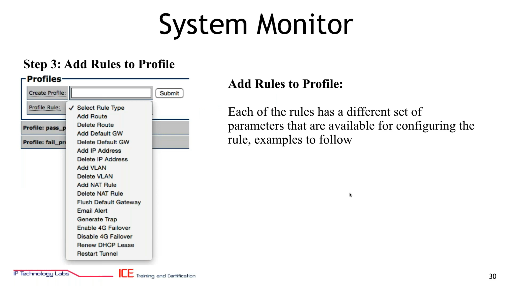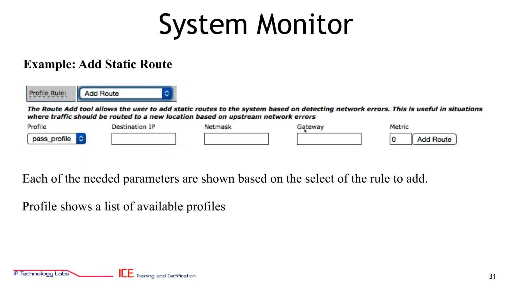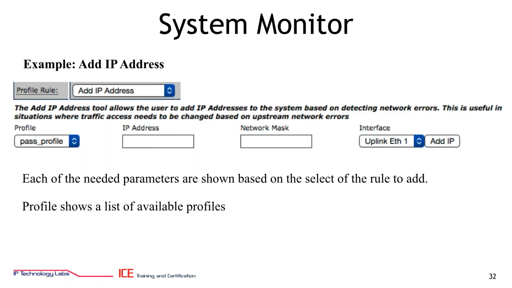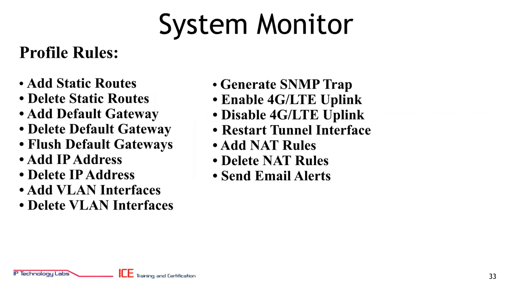Once I create my profiles, I can determine which of my rules I want to use. When you select the rule from the drop-down list, the device will automatically present you with the information that it needs to operate that rule. If I say I want to add a route, I can pick which profile, and it'll tell me, hey, I need a destination IP, a net mask, a gateway, and a metric. If I decide I want to add an IP address, then it'll say, okay, I need an IP address and a net mask, and I need to know what interface you're going to put that on. So this is the set of rules that are available within the device.